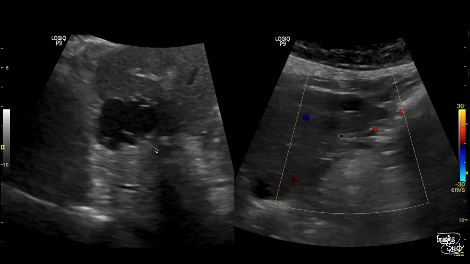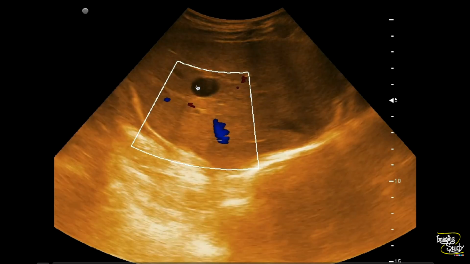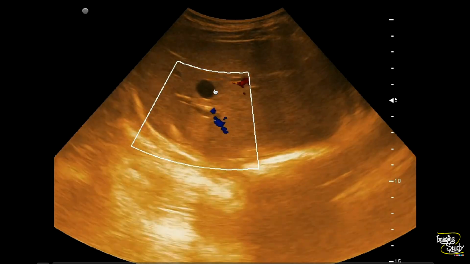Here's another cystic structure. You can see the irregularity of the margin, and on the right image you can see there is another cystic lesion in the left lobe of the liver. Another simple cyst with posterior acoustic enhancement. You can see the sharp margin and no internal flow on color Doppler.